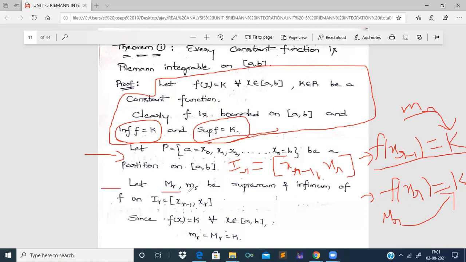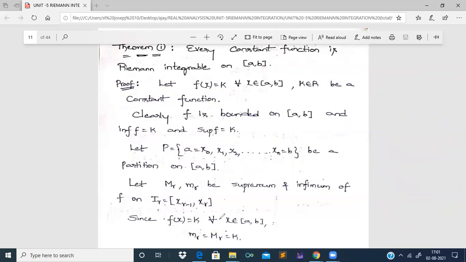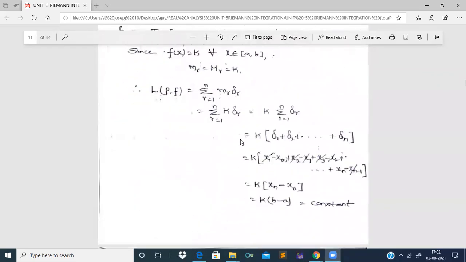Let capital Mr, small mr be the supremum and infimum of f(x) in the rth subinterval, that is Ir equal to [xr minus 1, xr]. Then f(x) will be equal to k for every x belonging to the closed interval [a, b]. Therefore, small mr and capital Mr, both values are equal to k. What is small mr? It is the infimum of f(x) in the rth segment. And what is capital Mr? It is the supremum of f(x) in the rth segment, right? So, till now we have found the infimum and supremum of f(x) in the rth subinterval.